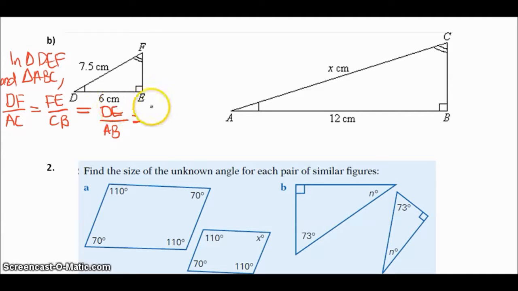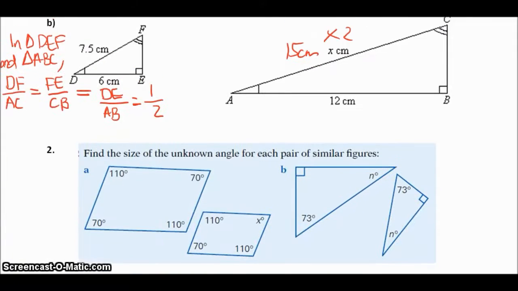which equals, well, in this case, the DE over AB equals 6 over 12, which is actually equal to a half. So all of them should equal a half, which means I'd have to times this by 2 to get 15. Okay, so half is the scale factor. In fact, it's the reduction factor because I'm going from the small to the big. Oh, sorry, it's the enlargement factor because I'm going from the small to the big. Okay, but we'll learn more about that later.